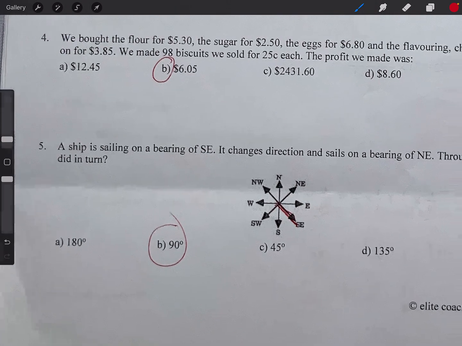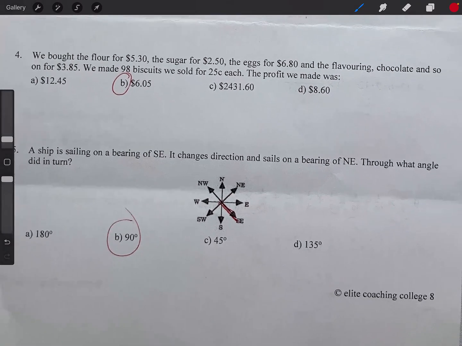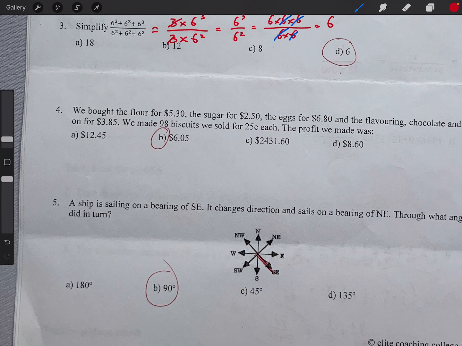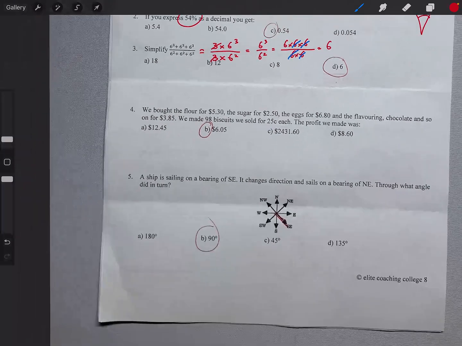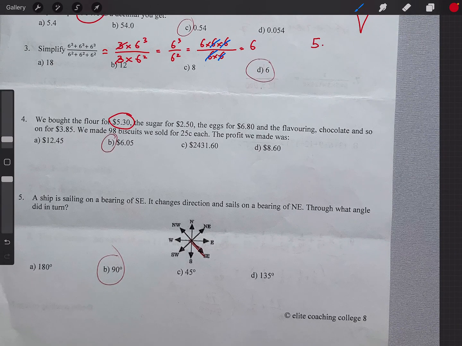Now the next one says we bought the flour for $5.30 and the sugar for $2.50 and the eggs for $6.80 and the flavoring and chocolate and so on for $3.85. We made 98 biscuits and sold them for 25 cents each. Okay, the profit we made was how much? Well, what we're going to do is add all these numbers up. 530 plus 250 plus $6.80 and $3.85.